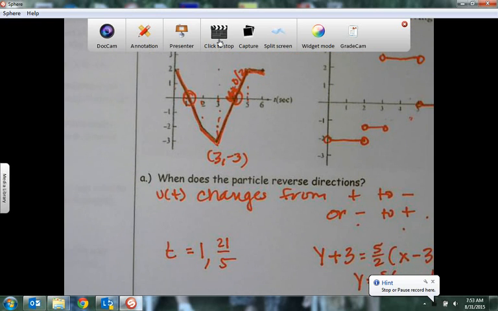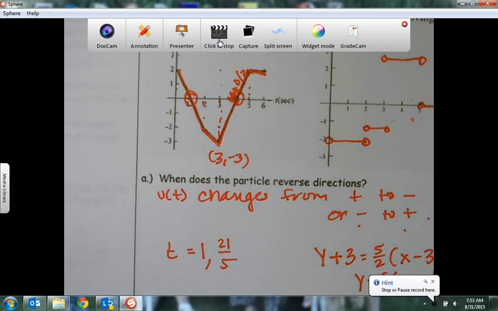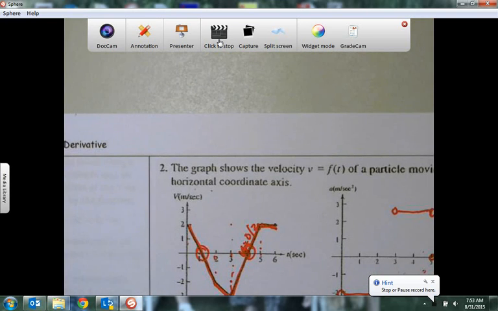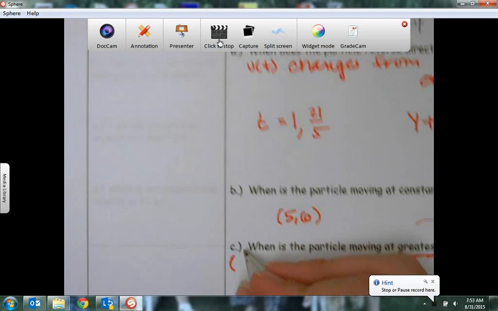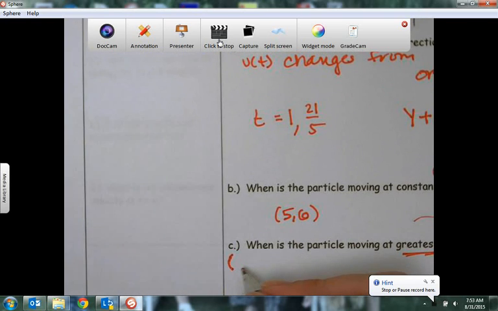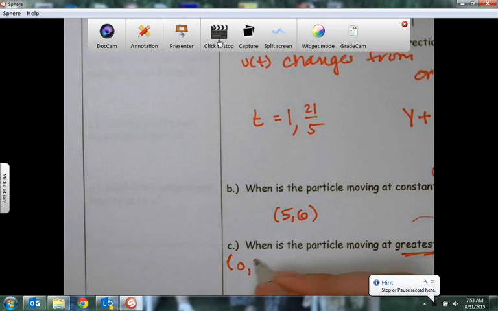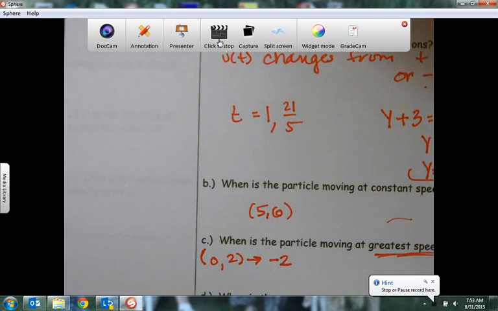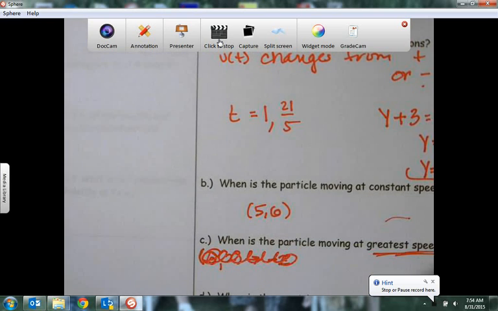When is the particle moving at the greatest speed? So you got to look at the positive slopes and the negative slopes. So let's see. This slope we said was 5 halves. So let's see, looking at that graph again, from our t values from 0 until 2, we said we had a slope of negative 2. Greatest speed, oops, sorry, hold on. Okay, speed, I'm sorry, I was looking at the wrong thing.